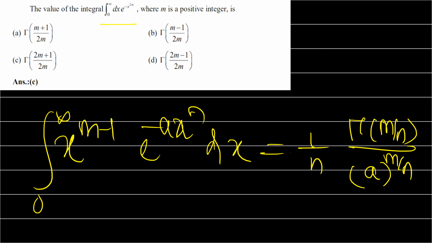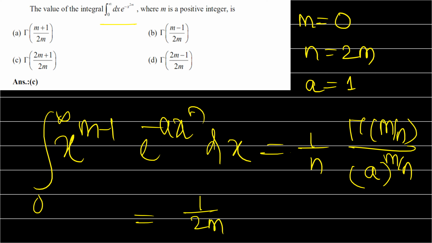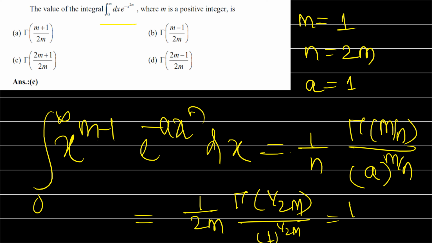So now according to the question here, m is equal to how much? 0, n equal to 2m, and a equal to 1. So by solving it, we get 1 by 2m gamma, m equal to 1, not 0. Like 1 minus 1 is 0, that's why x to the power 0 is 1 here. So m equal to 1, n equal to 2m, a equal to 1. So it will be gamma 1 by 2m, whole to the power a means 1 whole to the power 1 by 2m. So it will be 1 by 2m gamma 1 by 2m.